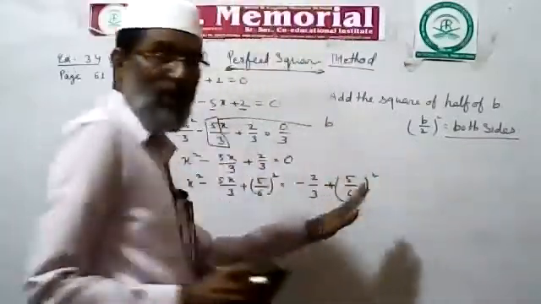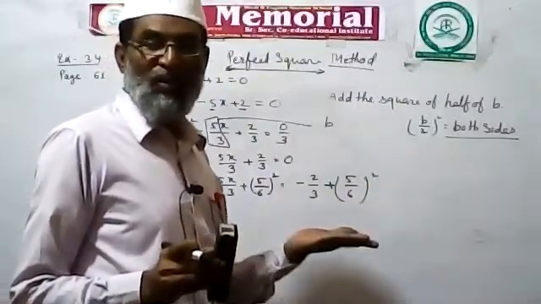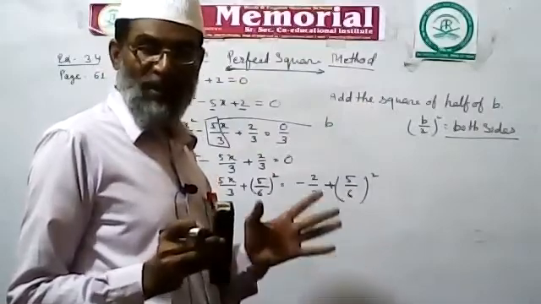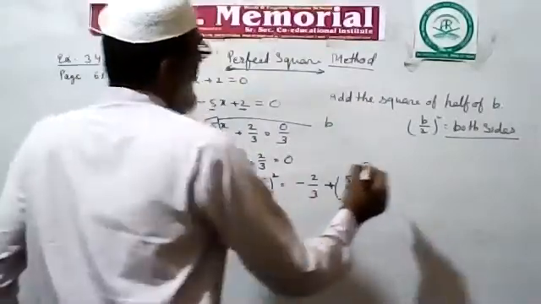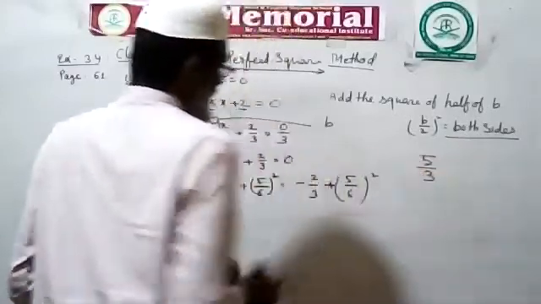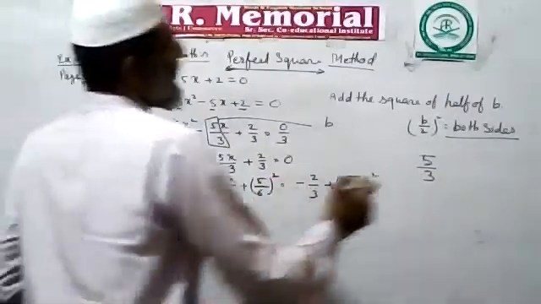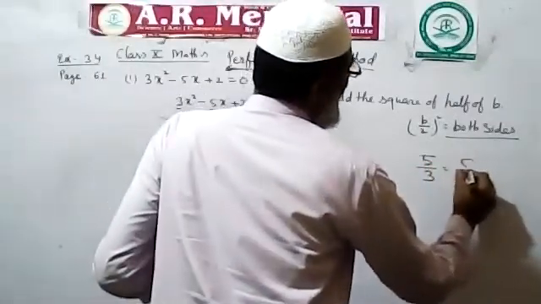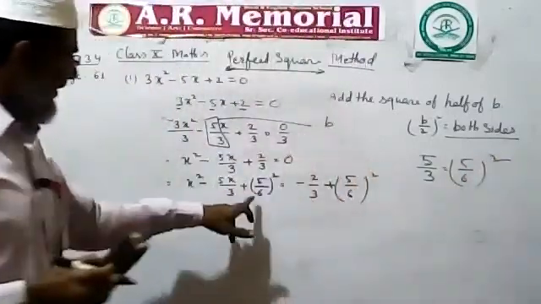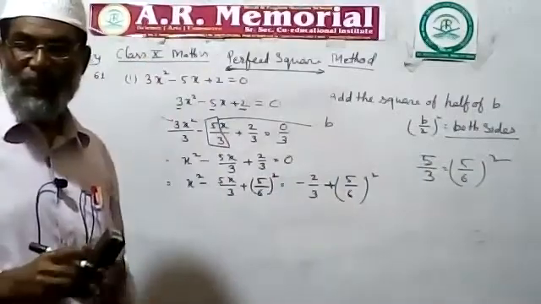How can we make half? We have already learned the numerator may be double, the denominator is just double, or the numerator will be half, so we consider it is half. Now here 5 upon 3 is the B in this question. So half of this is 5 upon 6, and its square on this side and this side. So what happens with this big procedure?